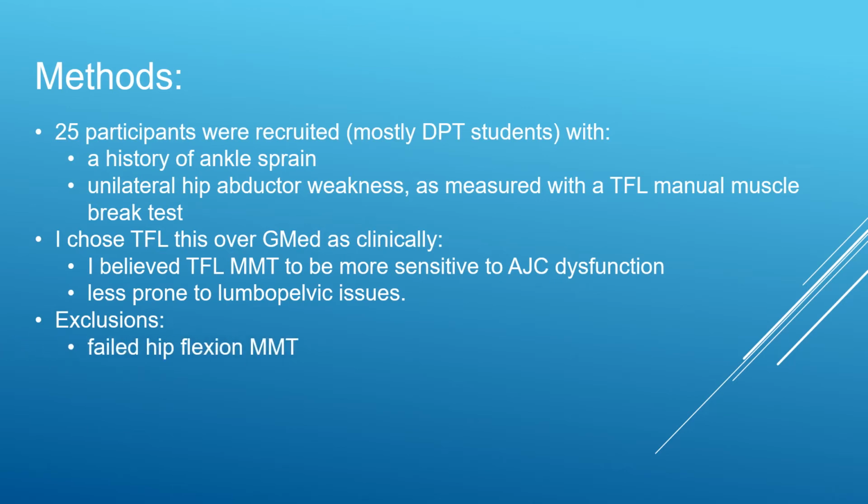We excluded anybody who failed a pure hip flexion muscle test. TFL incorporates a lot of flexion in its vector, so if somebody had iliopsoas weakness, that was going to confuse the matter. And obviously we also excluded anybody who had contraindications to ankle manipulation.